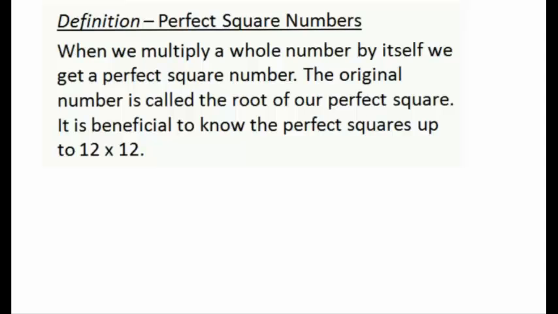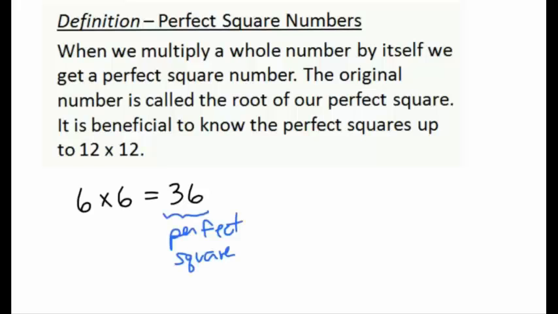Let's talk about perfect square numbers. When we multiply a whole number by itself, we get a new number that's called a perfect square. For example, if we take 6 and multiply by 6, we get the perfect square number 36. Now the reason we call this a perfect square number is probably geometrical in nature.